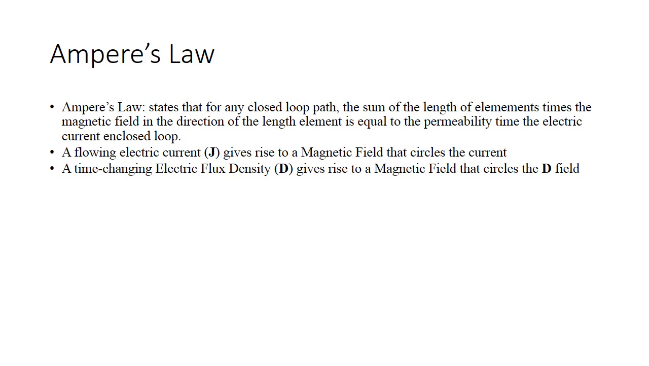Ampere's law states that for any closed loop path, the sum of the length elements times the magnetic field in the direction of the length element is equal to the permeability times the electric current in the closed loop. A flowing electric current gives rise to a magnetic field that circles the current. A time-changing electric flux density gives rise to a magnetic field that circles the D field.